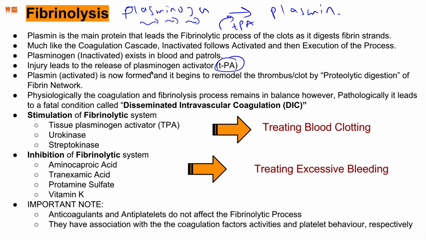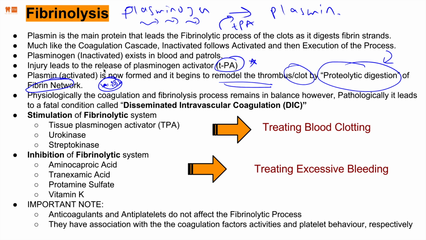Injury leads to the release of plasminogen activator factor. So as soon as there's an injury, of course it needs to clot, but it also knows that I'm going to need to go ahead and stop the clot. So the body releases TPA. The plasmin is now activated and is now formed. It begins to remodel the thrombus, the clot, using what is known as proteolytic digestion. That breakdown occurs in the fibrin network that is sitting on that collagen bed frame with platelets and other fibrin strands. This is the plug, and it starts breaking it.